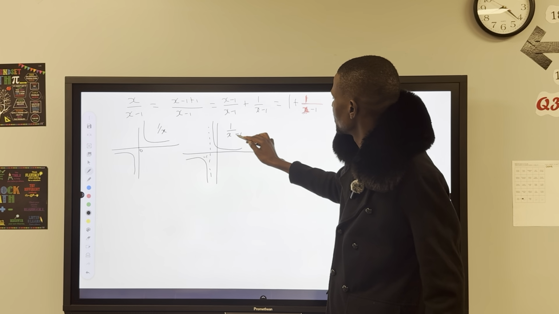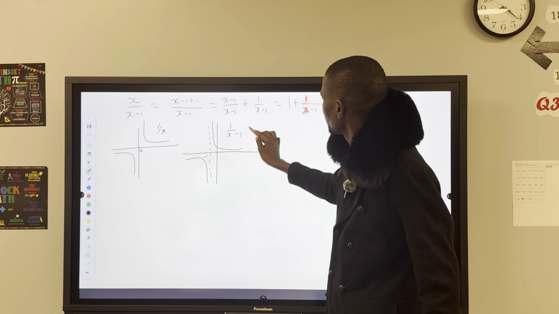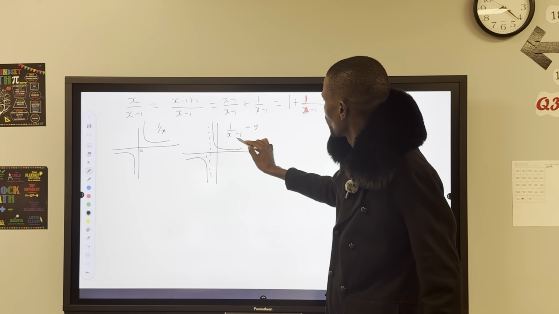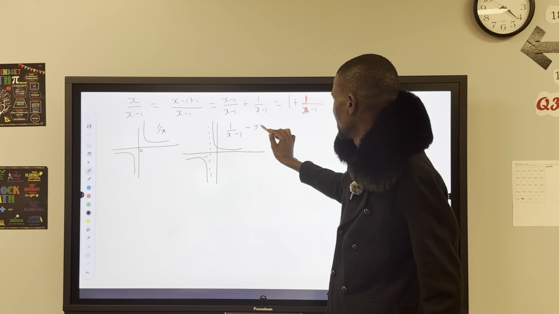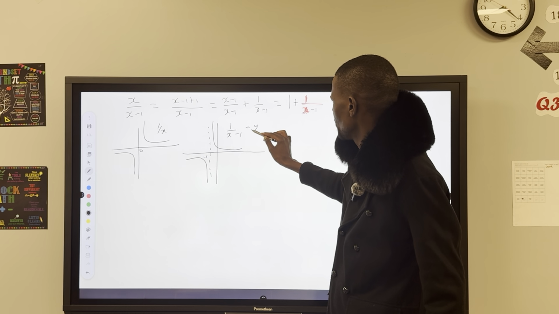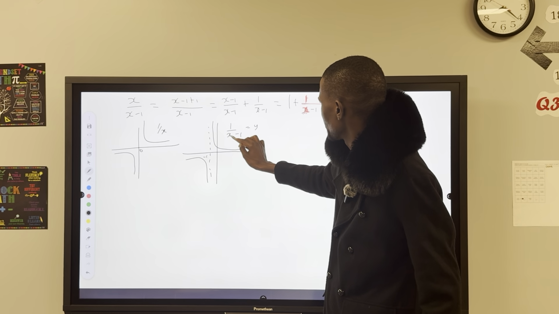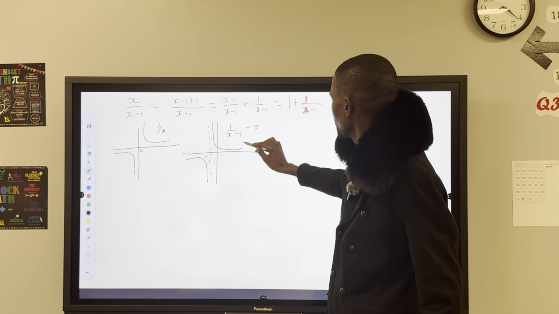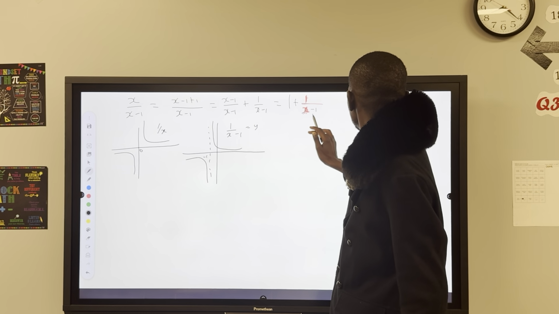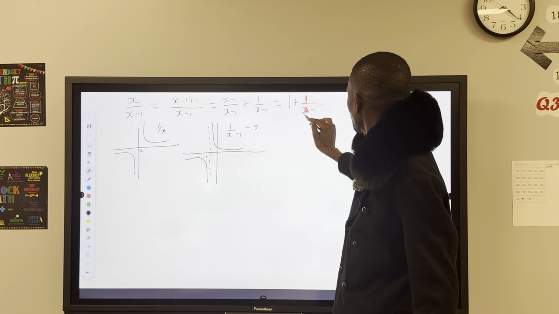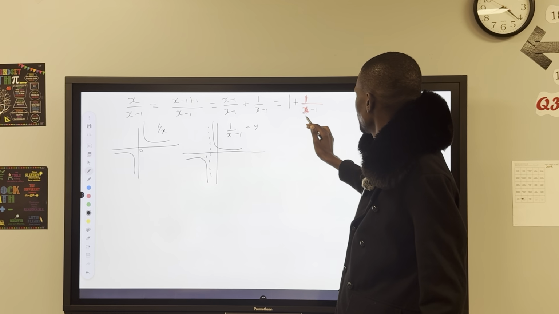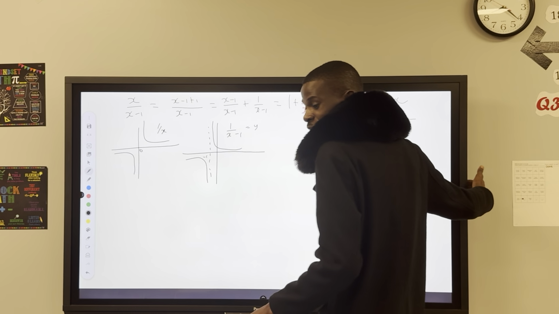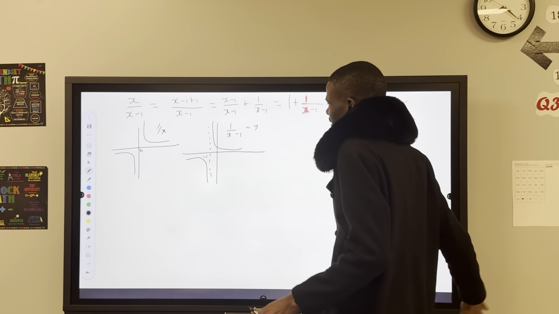So when x is 0, y is negative 1. Is it y negative 1? Because what happened is that I have this function here, 1 over x minus 1, and I'm shifting 1 unit. No, I'm sorry, I'm supposed to shift 1 unit to the right, not to the left.